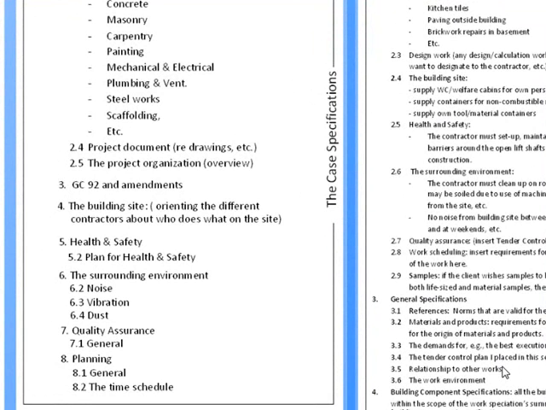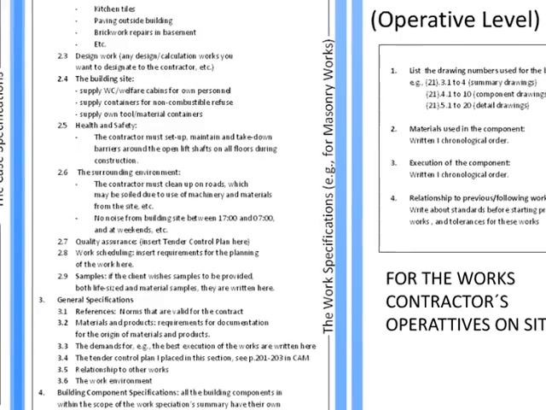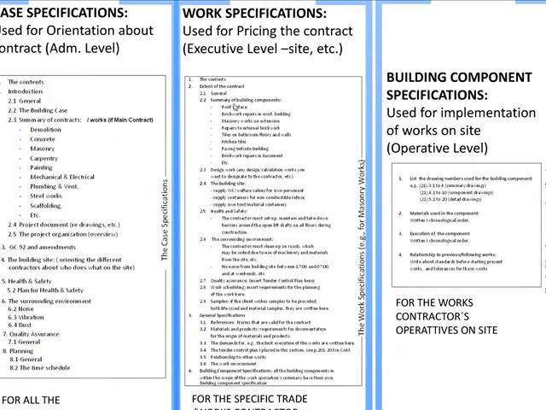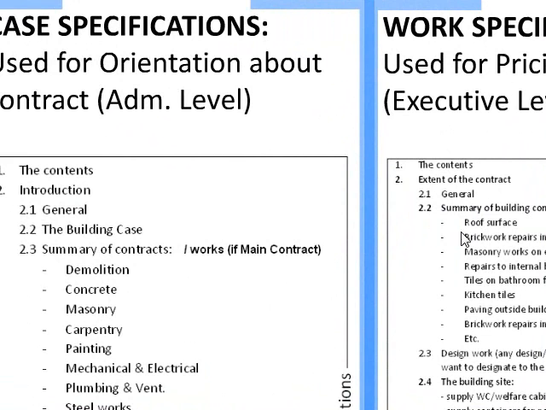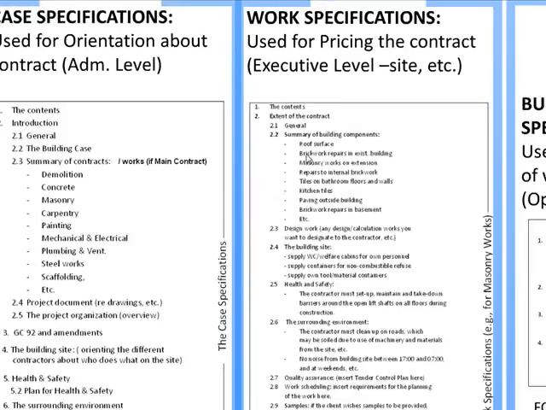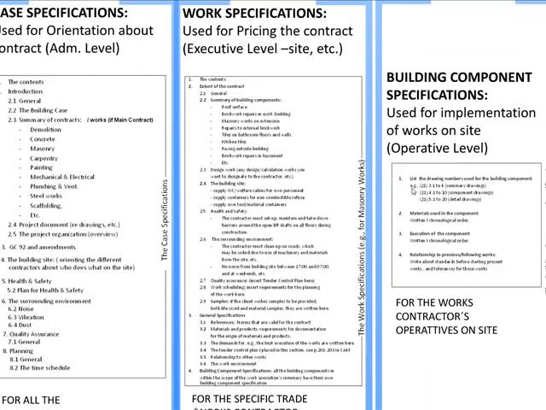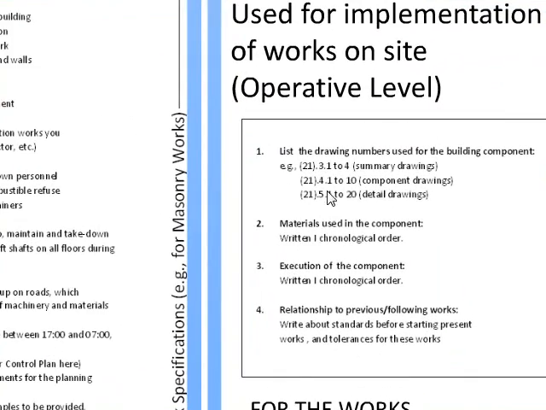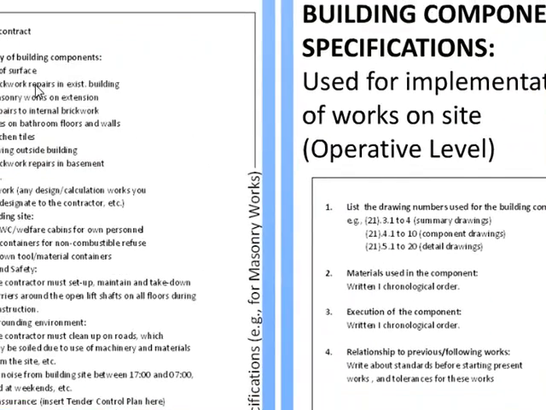And if we look at it, you can see, for example, this is masonry, and the masonry has a summary of building components. You have to do the roof, you have to do the brickwork, repairs, you have to do the masonry on the extension, repairs to the internal brickwork, kitchen tiles, etc. Everything here has its own building component specifications. So if we look at one of these, that would have their own building component specifications, which means what drawing should I use to build this particular item, what materials are used in that item, what the execution should be and what the relation should be to other work.